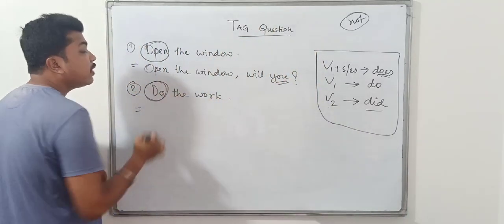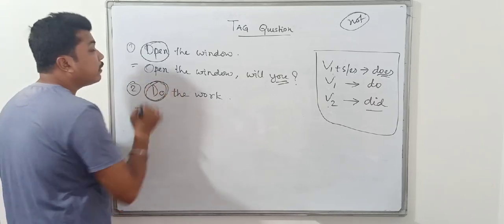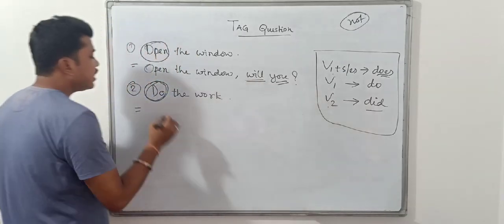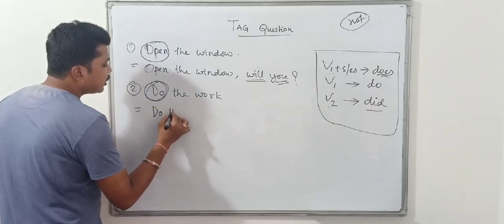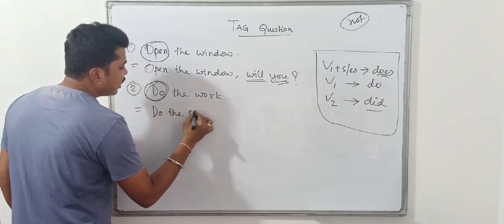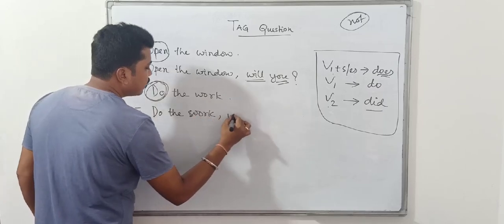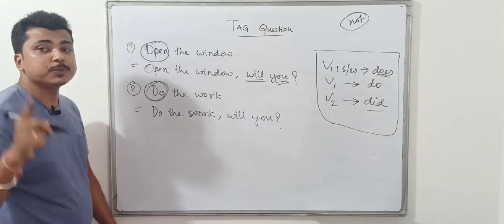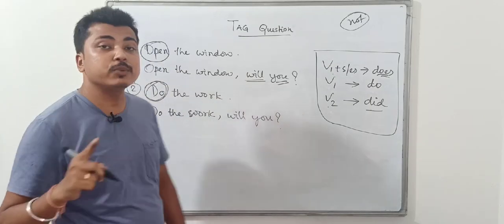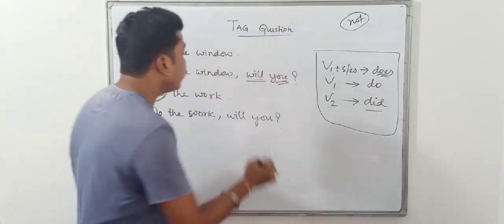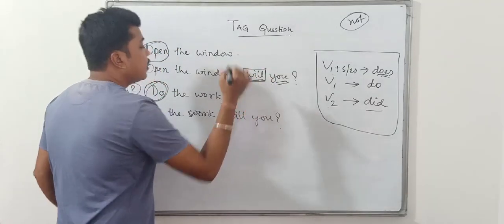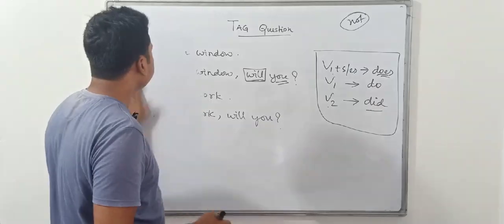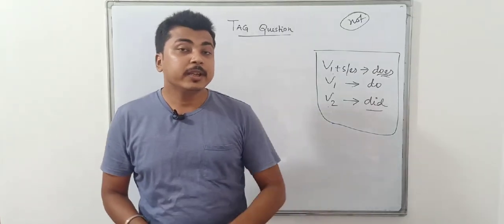Next, do the work. Do is also a verb. So whenever our sentence starts with a verb, we are going to use the auxiliary will. So, do the work, comma, will you? Okay, dear student, do not forget this point. Whenever our sentence starts with a verb, we are always going to use the auxiliary verb will.